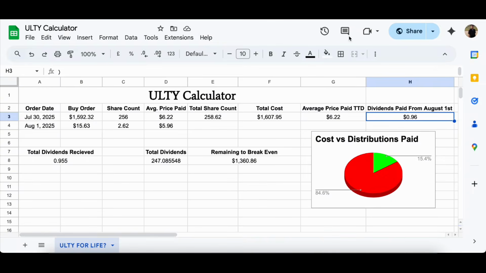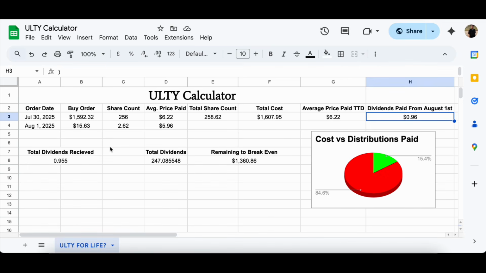So this is my calculator that I've created. I'll put the link in the description box below as well. In this calculator, you can put in your numbers and this will tell you how much ULTY has paid you over time. Say for example, my first investment in ULTY was on July 30th this year, and I invested about $1,600 or so of my own money. Since then, column H represents the total dividends paid from August 1st. August 1st was the first day when I got paid dividends on my position of ULTY.